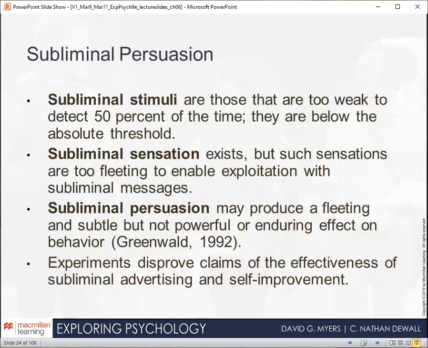Let me pause real quickly. Does anybody know what I'm talking about when I say subliminal graffiti, people hiding messages in movies and things of that nature? I'll pause to see. Anyone?